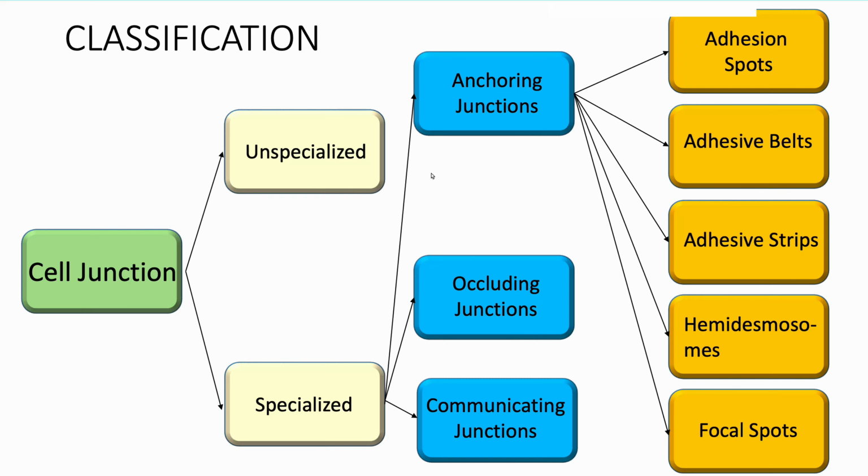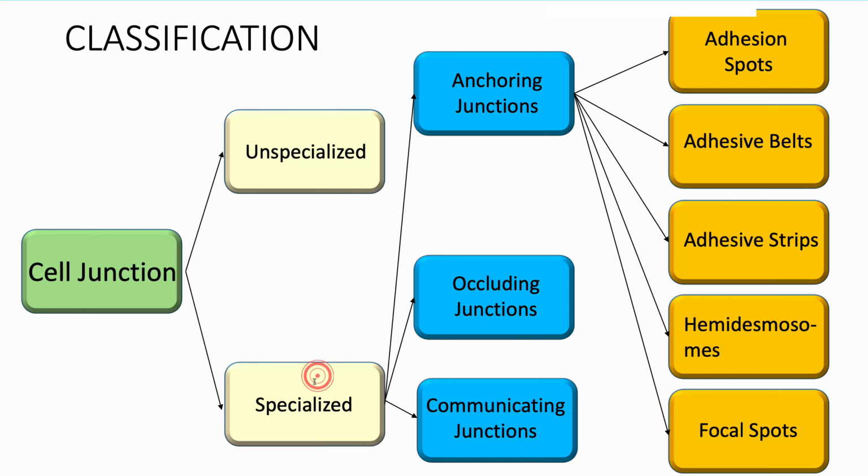First, we will look at the classification of the cell junctions. They are mainly of two types, unspecialized and specialized ones. As the name indicates, unspecialized cell junctions will not have any individual or unique properties. We will see that later in the coming slides.